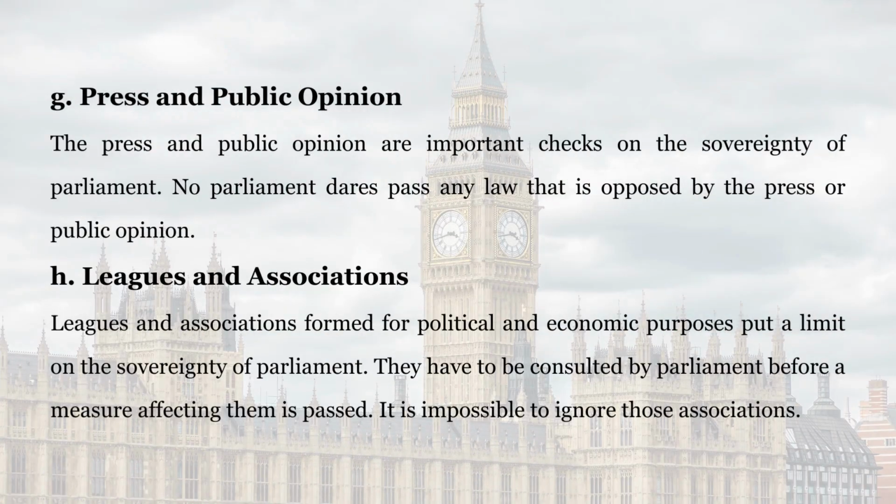Press and public opinion. The press and public opinion are important checks on the sovereignty of Parliament. No Parliament dares pass any law that is opposed by the press or public opinion. Leagues and associations. Leagues and associations formed for political and economic purposes put a limit on the sovereignty of Parliament. They have to be consulted by Parliament before a measure affecting them is passed. It is impossible to ignore those associations.